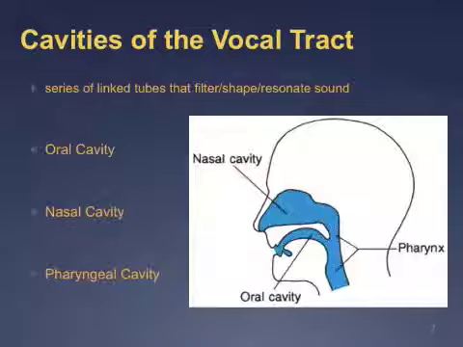The oral cavity is in your mouth and extends from the lips in the front to the pharynx in the back. The nasal cavity is your nose and extends from your nostrils in front to the pharynx in back. The pharyngeal cavity is your throat and extends from your nasal or oral cavities above to the larynx below. As muscles contract or relax, the size and shape of the vocal tract will change, allowing different sounds to pass through. We call this resonance.